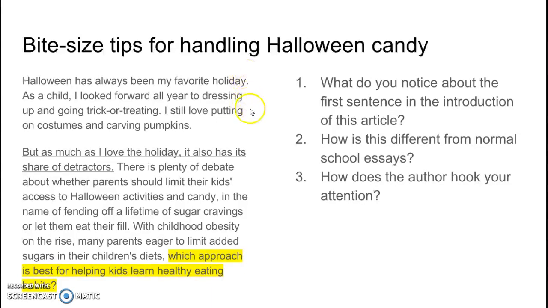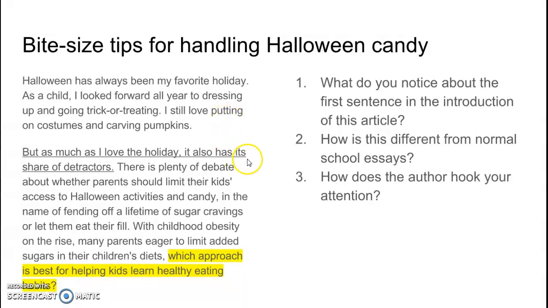Something that we notice about this hook is that the author starts by describing what she liked about Halloween. She puts this scene in her head. So she's not necessarily telling a full story or an anecdote, which is a personal story, but she's creating a scene or an image in our mind so that we can remember what this connection was like.